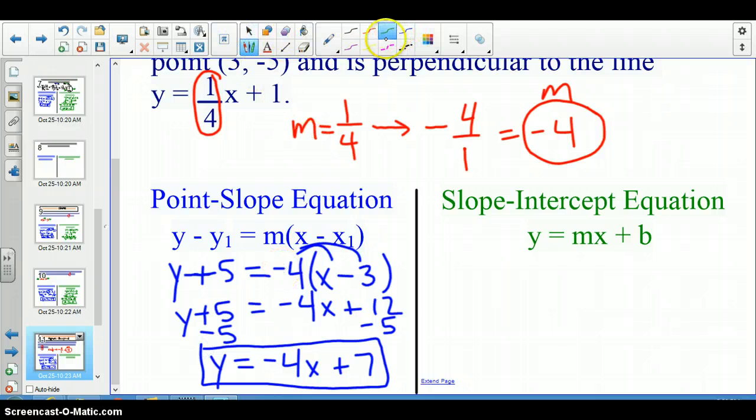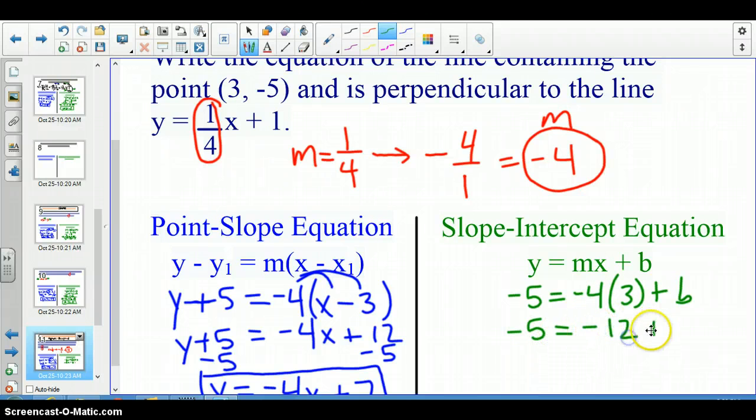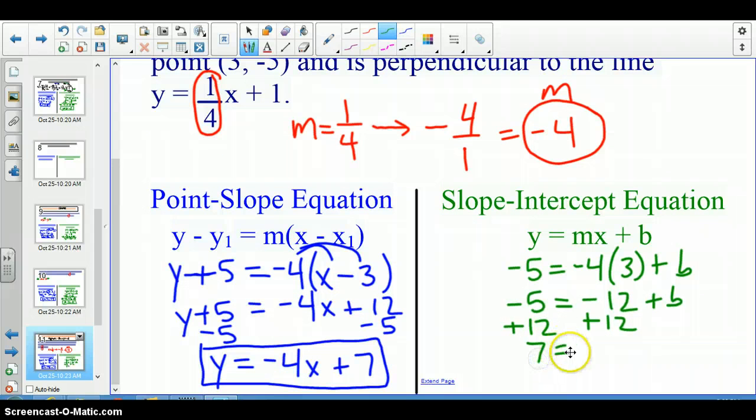So now I'm going to do slope-intercept form, so if you prefer that way, you can see how I do it that way. So my y is -5, my slope is -4, my x is 3, plus b. Remember, this is the one where we find our y-intercept, or our b, first. Add 12 to both sides. You get b equals 7. So here's my slope. Here's my y-intercept. So y equals -4x plus 7.